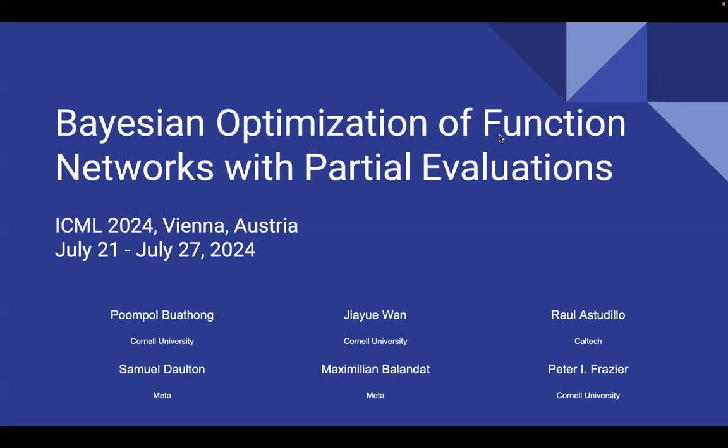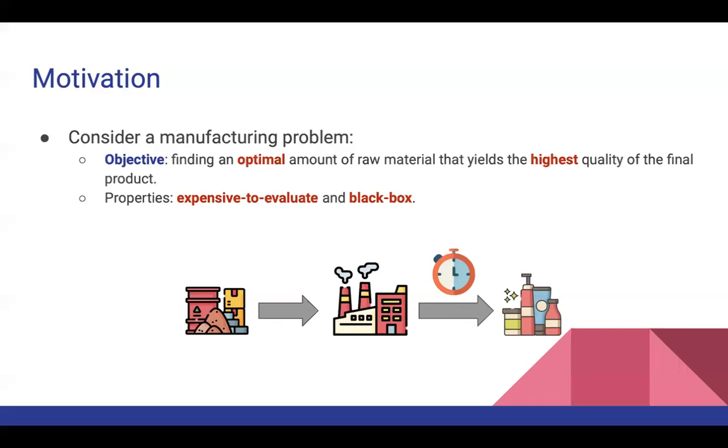I'm from Cornell University. Today I would like to present a summary of our paper that was recently accepted at the ICML 2024 conference. The title is Bayesian Optimization of Function Networks with Partial Evaluations. Let's begin with the motivation.